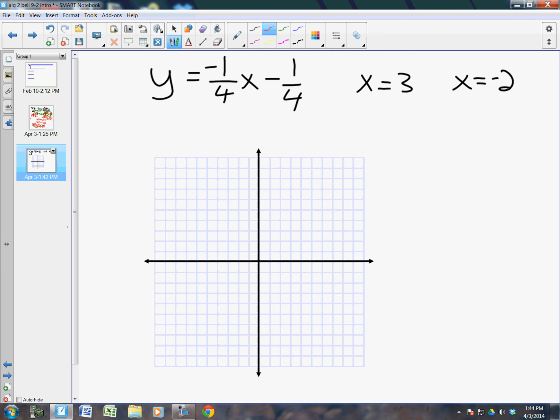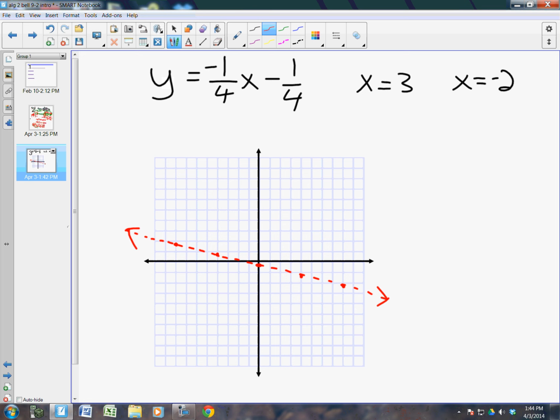Y equals negative 1/4 x minus 1/4. So I'm going to go to the y-intercept, which is negative 1/4, about right here. And then from there, I'm going to go down 1 and to the right 4. That will be about right there. Down 1, to the right 1, 2, 3, 4. Or I can go up 1 and to the left 1, 2, 3, 4. Up 1, 1, 2, 3, 4. And so this is my slant asymptote.